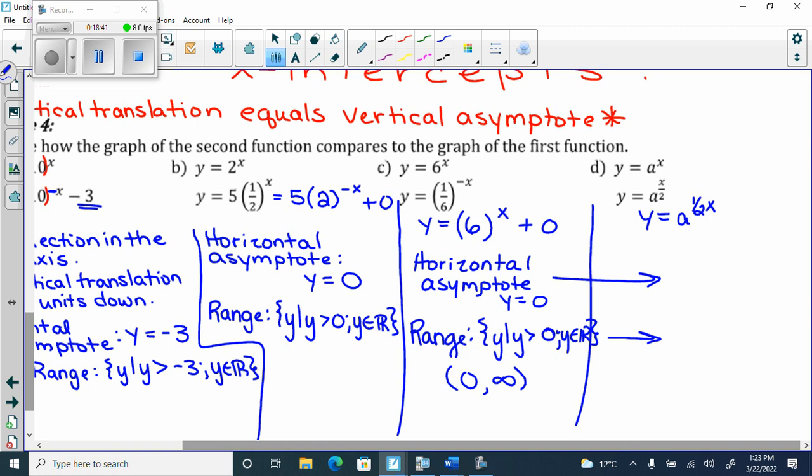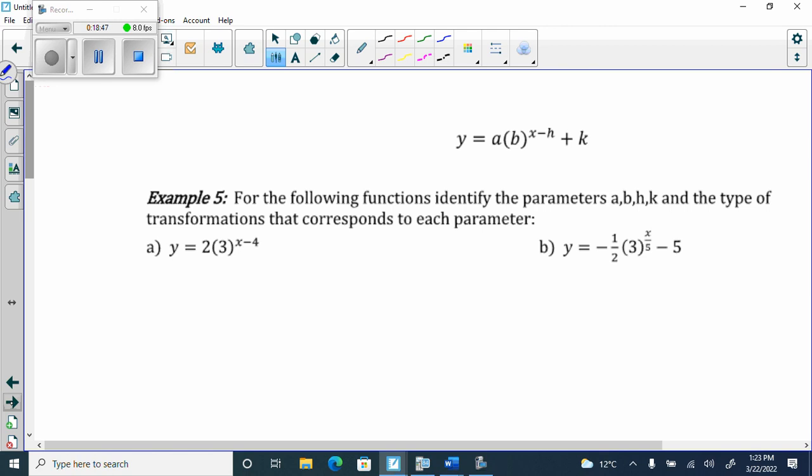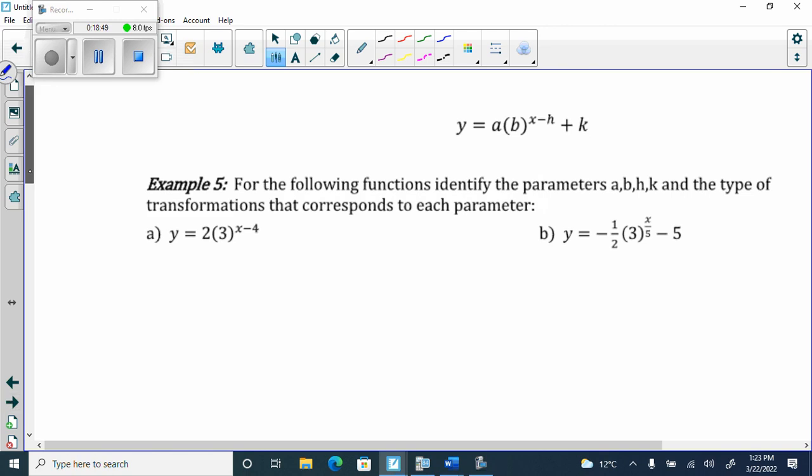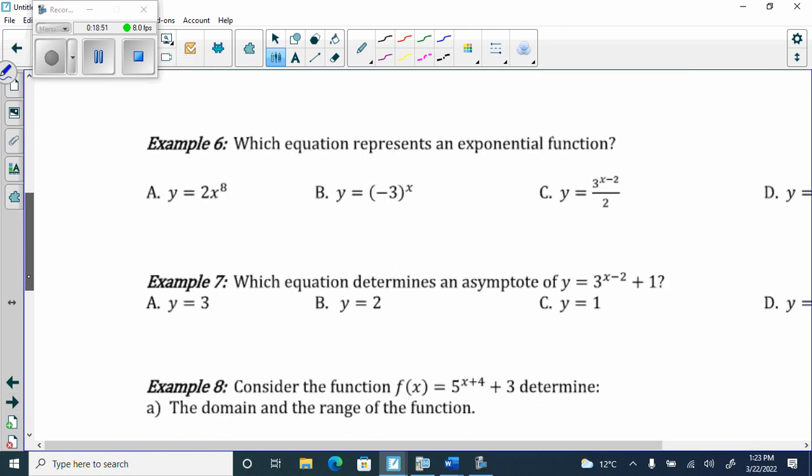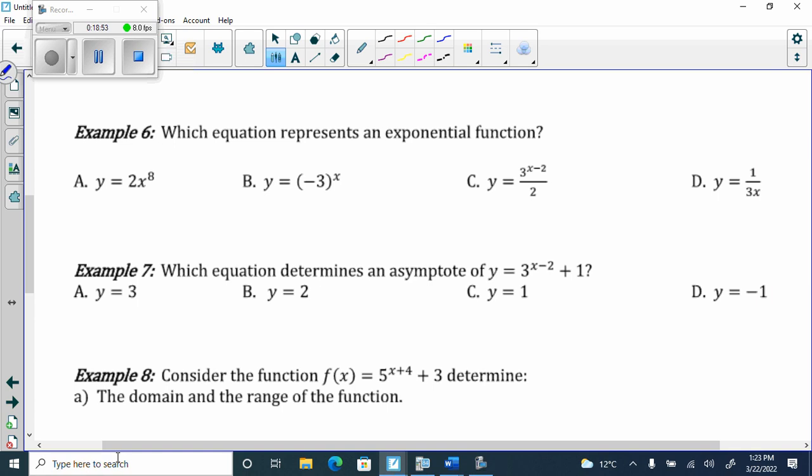Then we're going to flip over. We're going to go to example 6. It's a multiple choice. Which equation represents an exponential function?